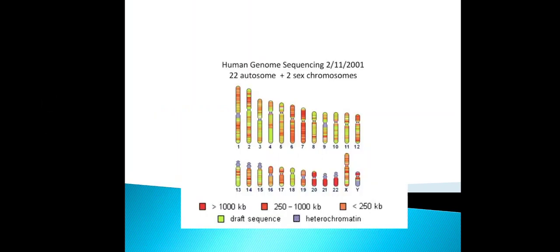So the human genome sequencing covers 22 autosomes and 2 sex chromosomes. The size of these sequenced DNA fragments is 250 kb to more than 1000 kb. So you will see in chromosome size the human genome sequence is between 250 kb and 1000 kb, and more than 1000 kb also.